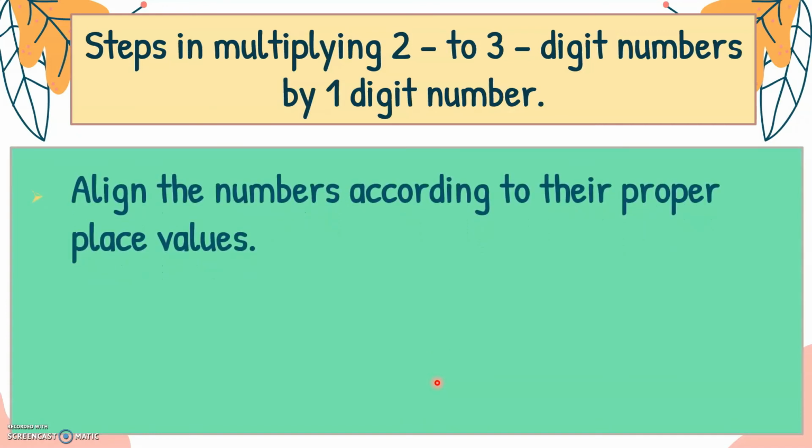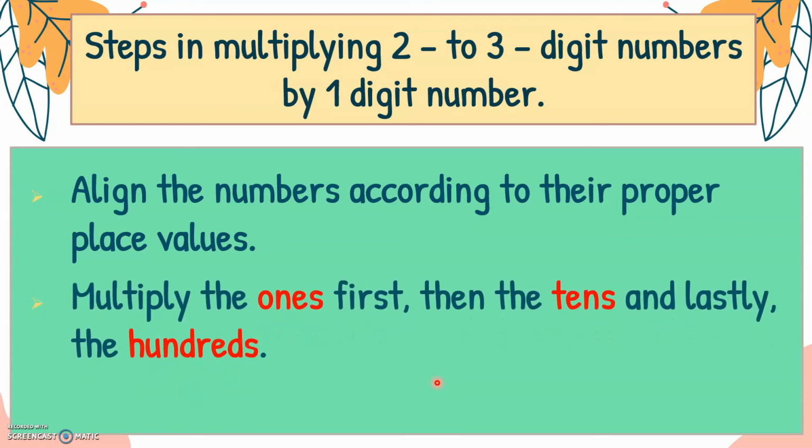So, first, align the numbers according to their proper place value. Multiply the ones first, then the tens, and lastly, the hundreds. Regroup if necessary, or if the answer is equal to 10 or more than 10. Okay? So next, let's have some example.